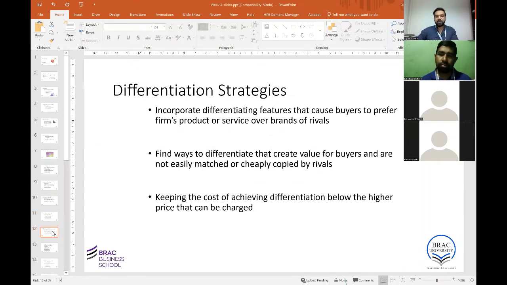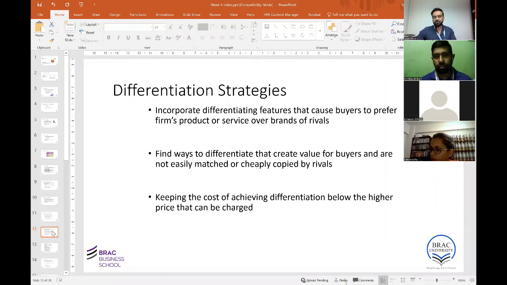Next strategy is differentiation strategy. Let's understand what differentiation strategy is. Differentiation is another strategy that Michael Porter said could well be adopted by many brands, which are really adopting it.